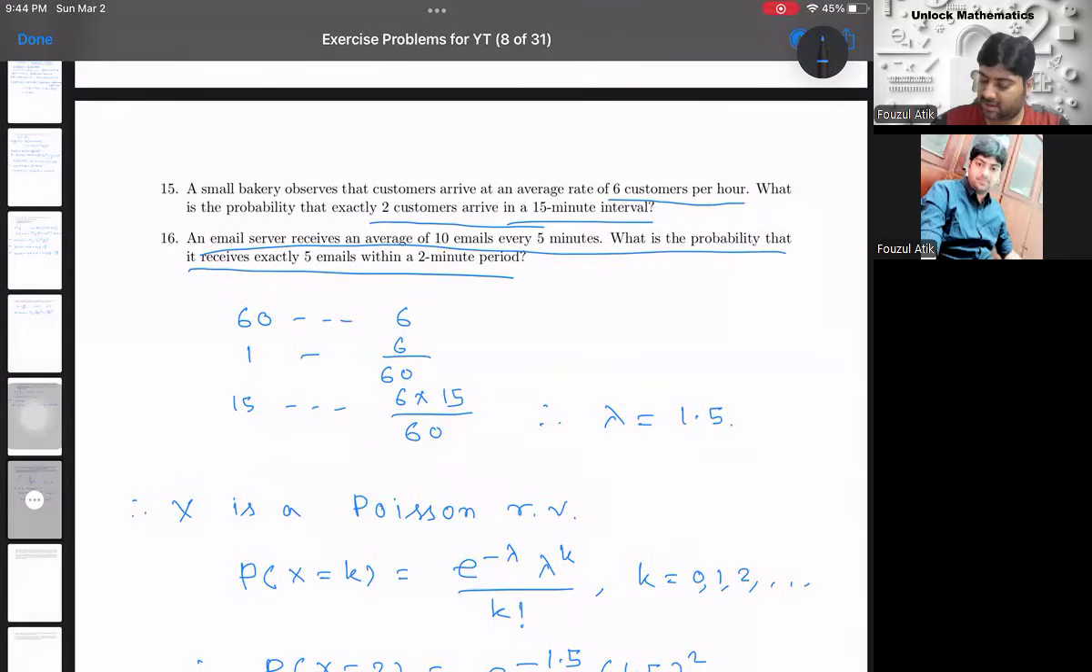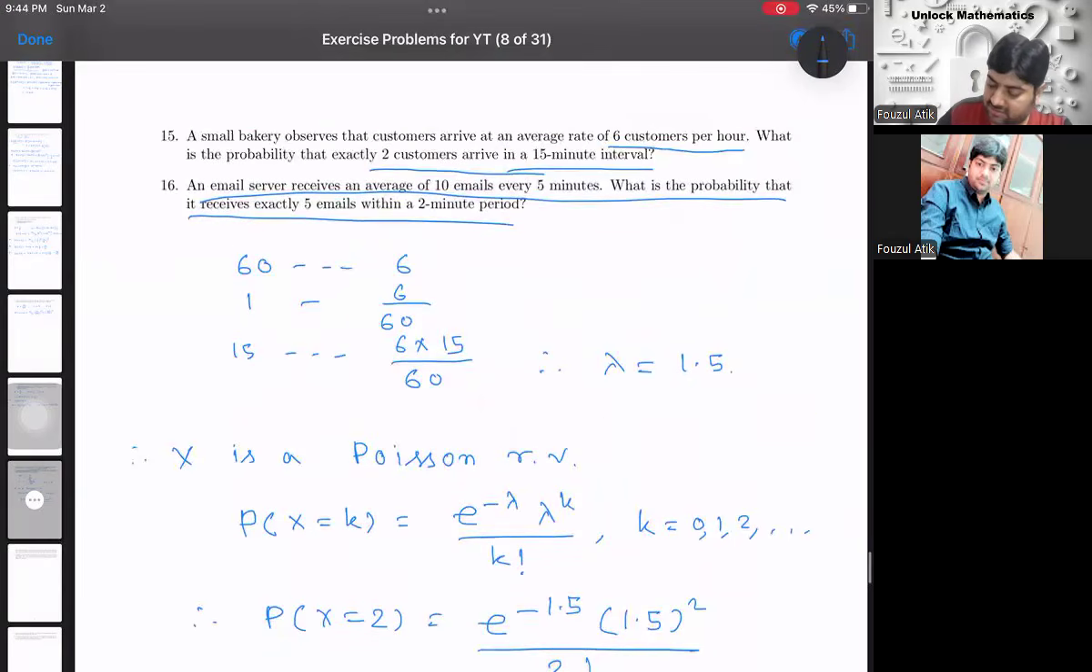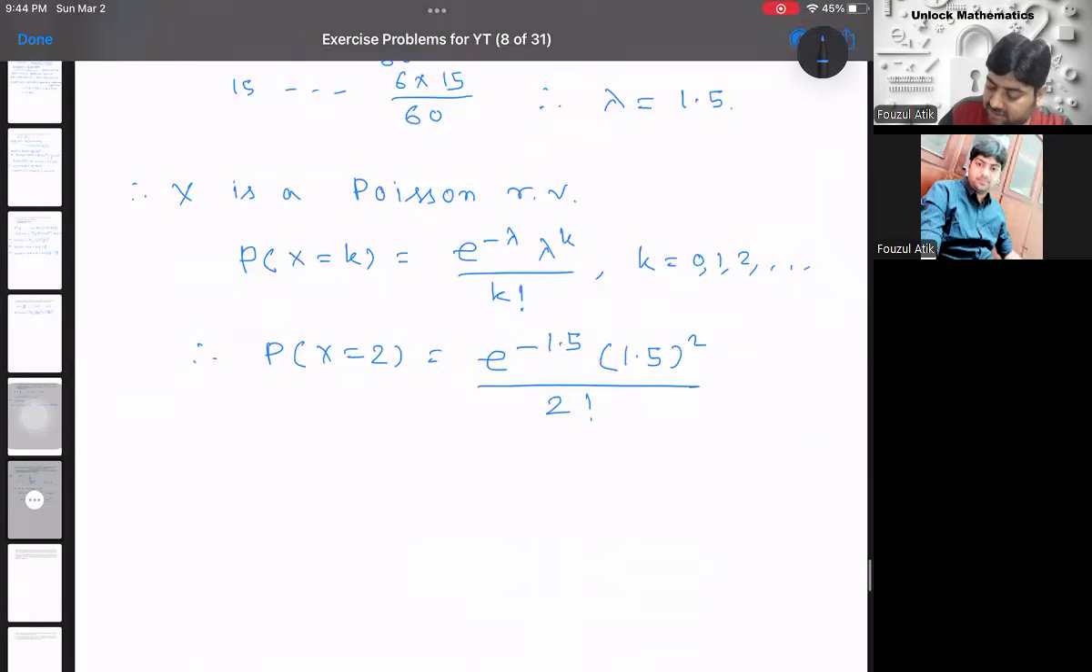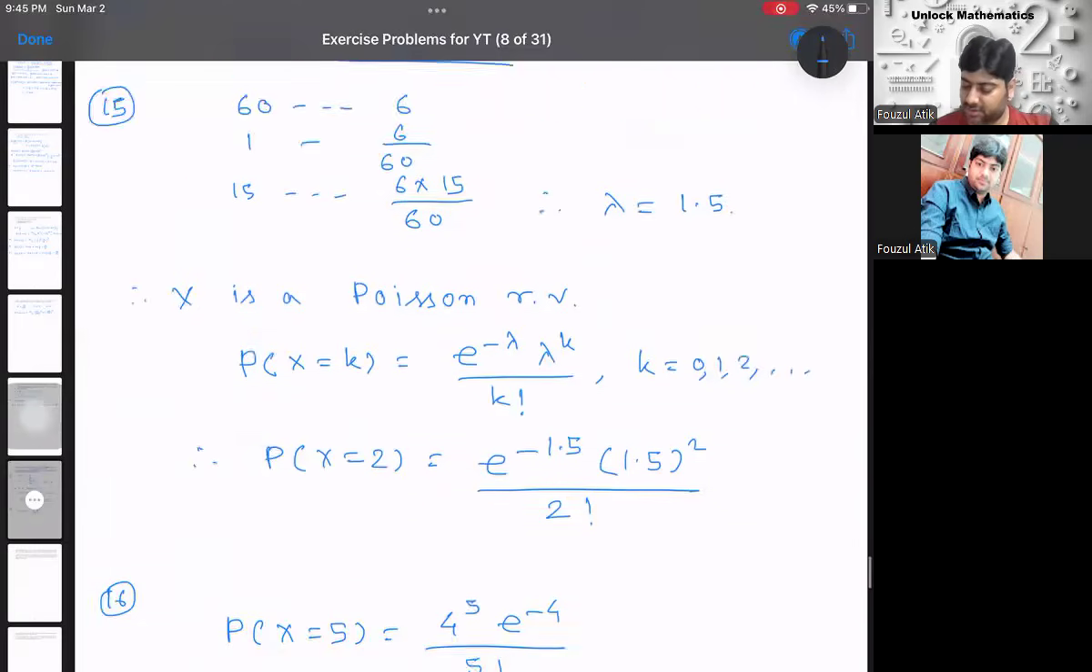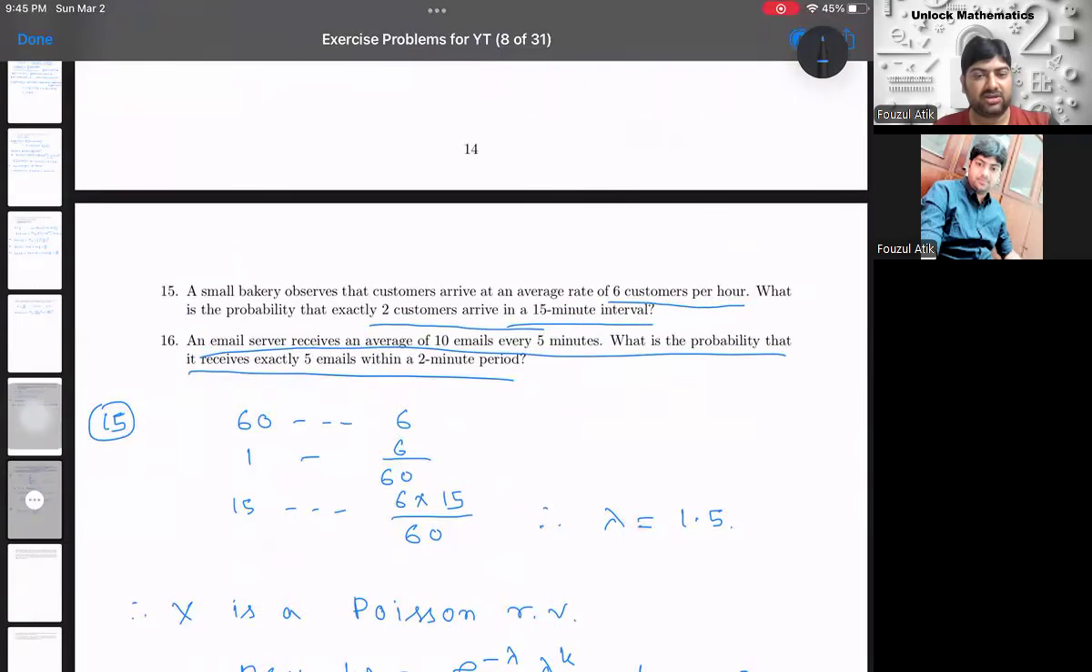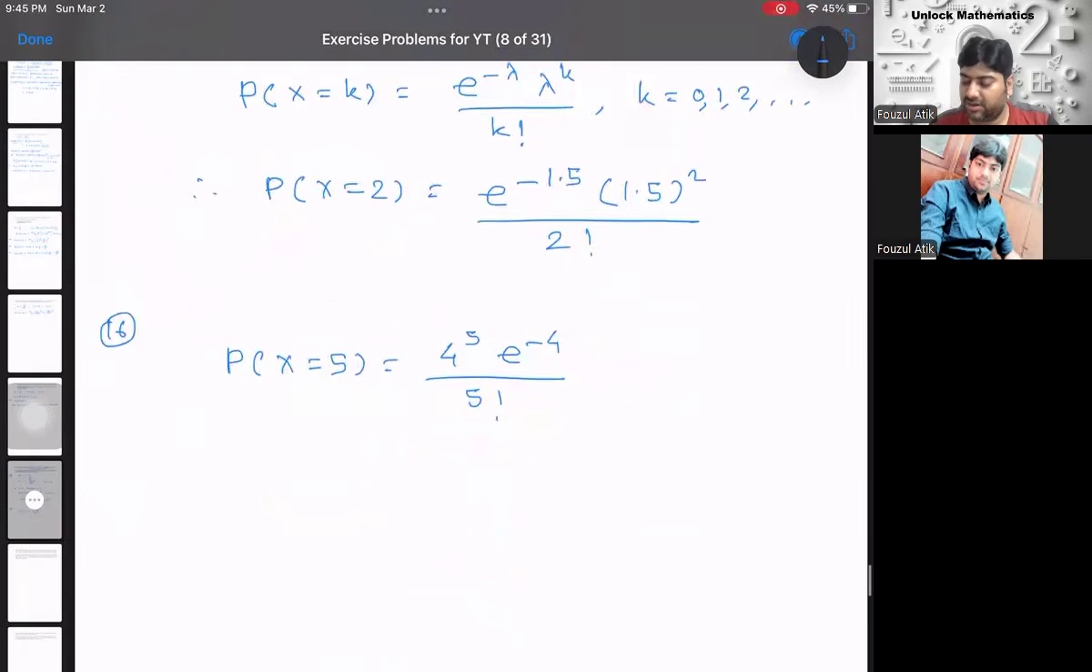Hope it is clear. So the 16th question, maybe I can just give you the correct answer, like just a hint. After doing this, you should be able to get that P of x equal to 5 is equal to 4 to the power 5 e to the power minus 4 divided by 5 factorial. You should be able to get this answer. So the 16th one, you do it and check whether you are getting this answer or not. Okay, let me move to the next one.